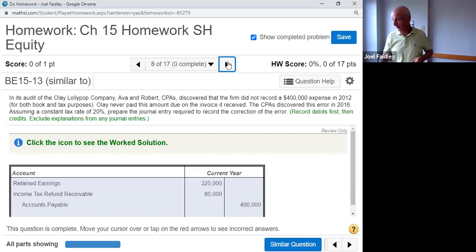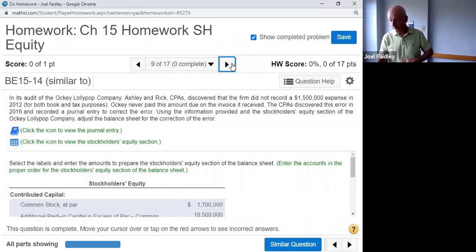Good exercise there on prior period adjustments. And we'll encounter that again in a few more chapters, either 20 or 21. But it's good, this is something you will encounter in your career. Then number 9, another prior period adjustment.